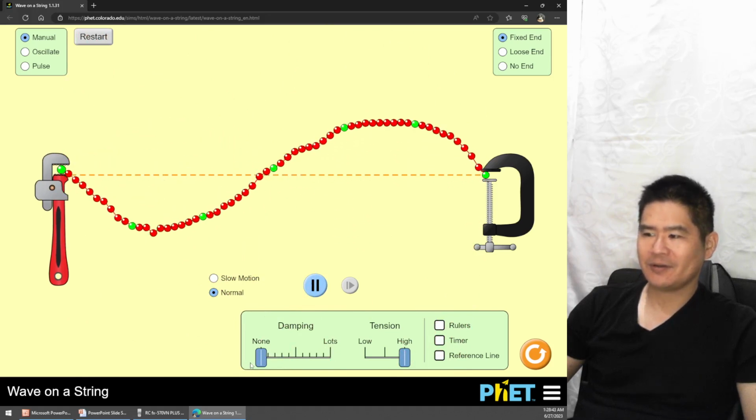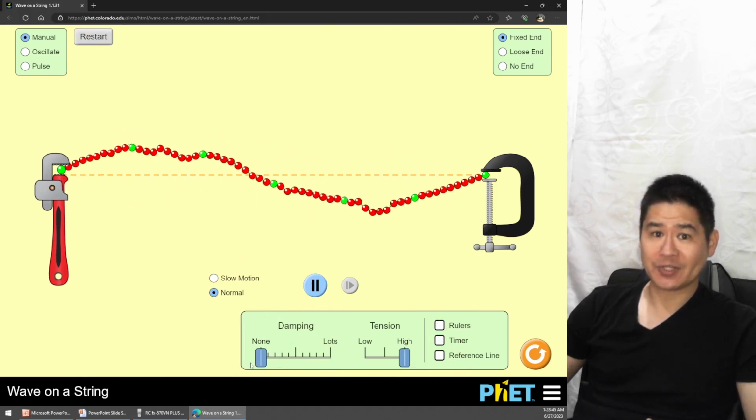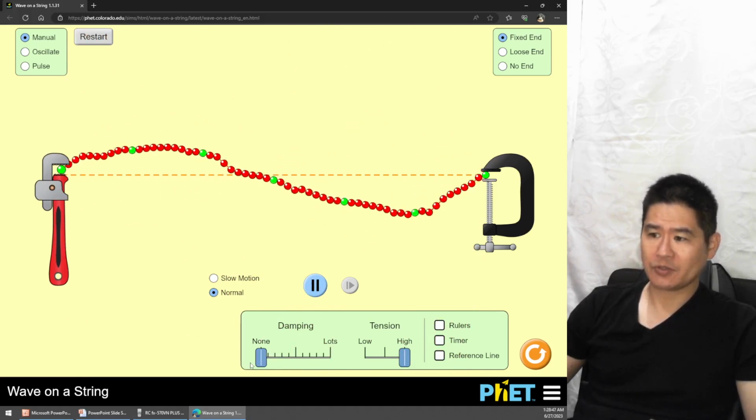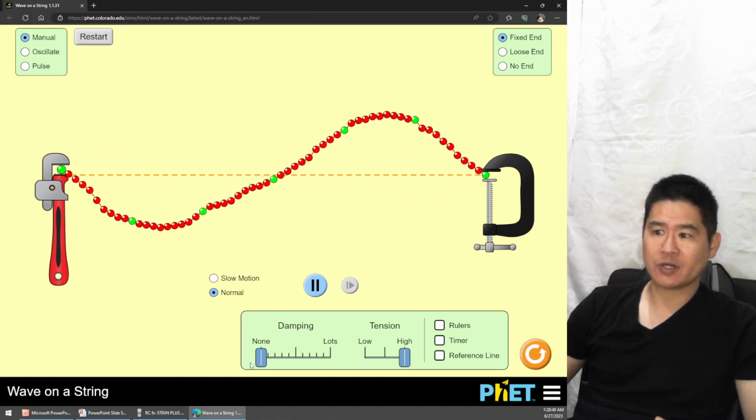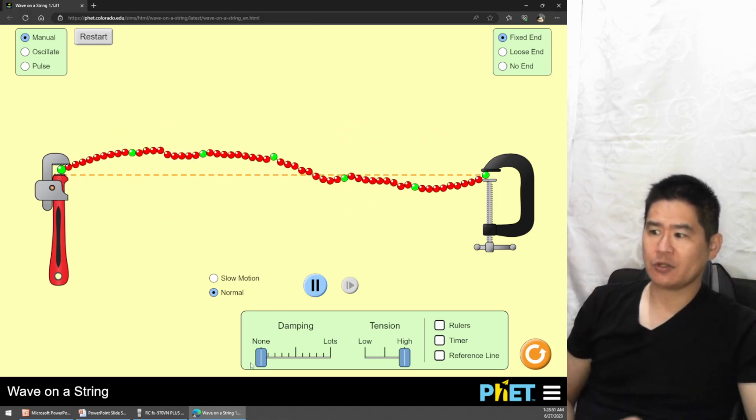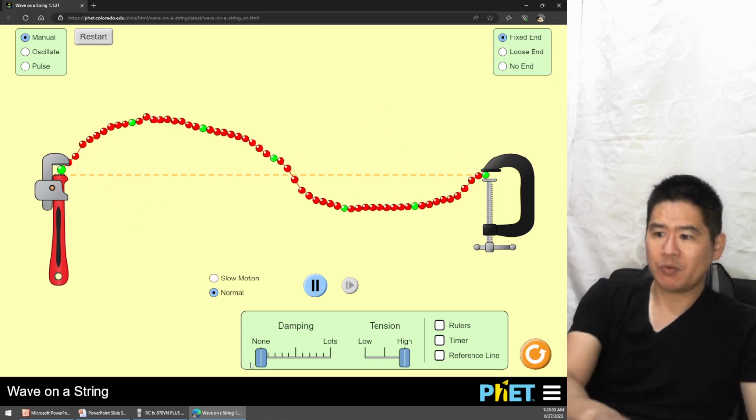There you go. Once again, this is also a standing wave. You can't tell where the source is, and you can't see where the wave is traveling. They're just interfering with each other. And now we can bring out some other important points.